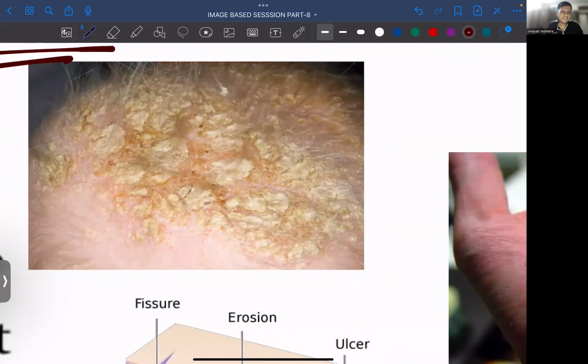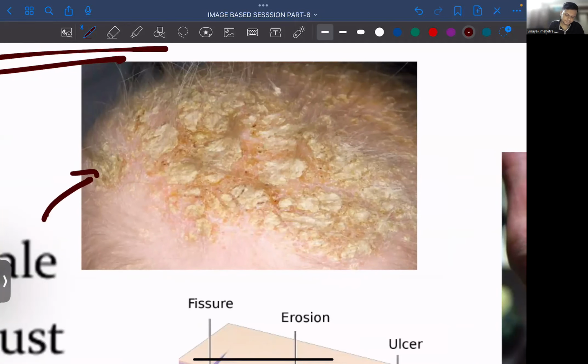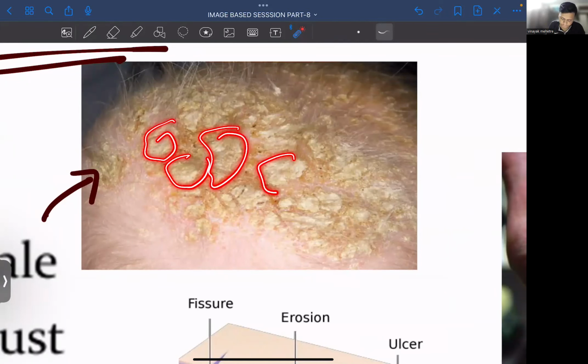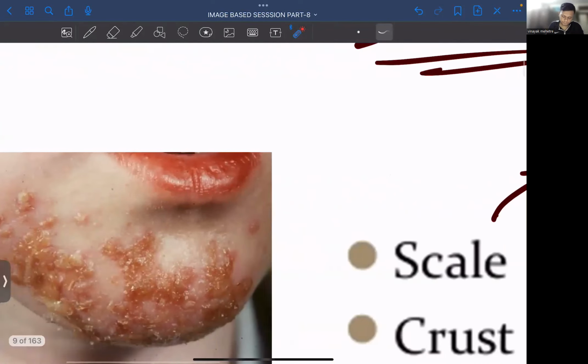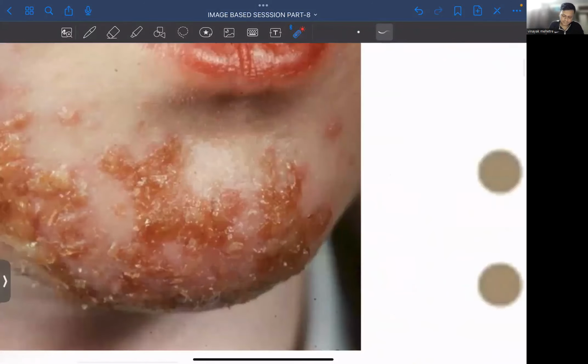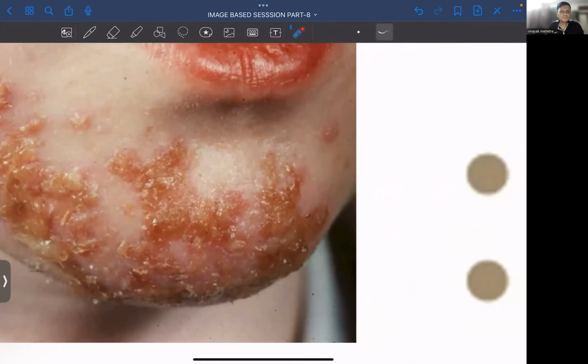This is called as scale. Scale हुआ है ना? This is scaling. This is scaling. Scaling है. बड़े बड़े से दिख रहे हैं पैचेस, right? This is called as scaling. This is called as crust formation. This is crust formation. Do not confuse yourself.